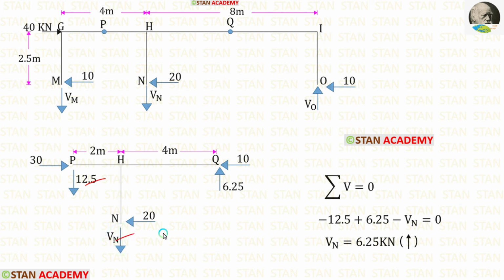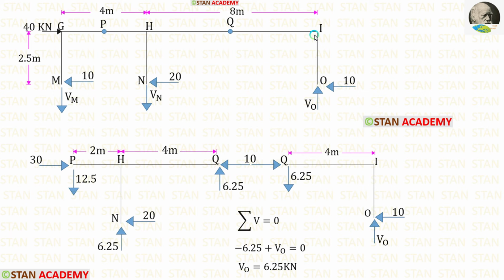12.5 and Vn are acting downwards, so both of them are negative. 6.25 is acting upwards, so that will be positive. For Vn, we will get negative 6.25. That means the assumed direction is incorrect. We assumed that Vn is acting downwards, but actually it is acting upwards.